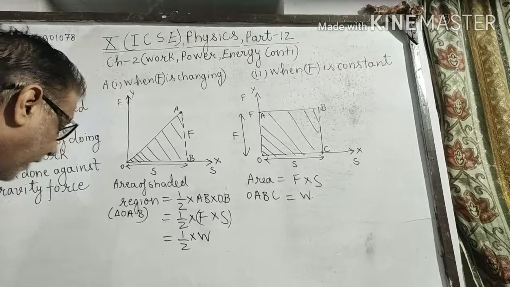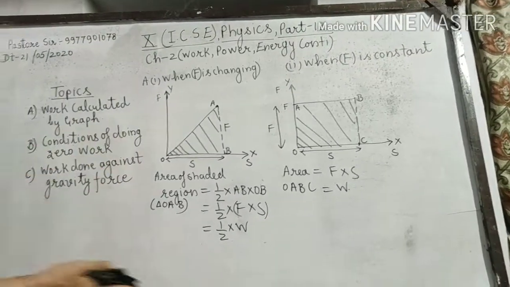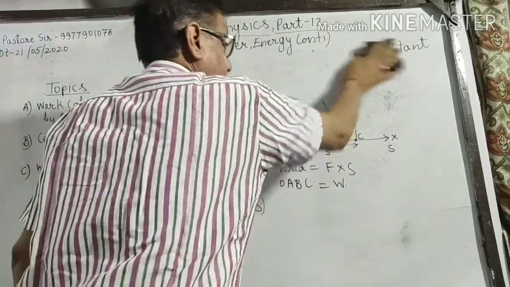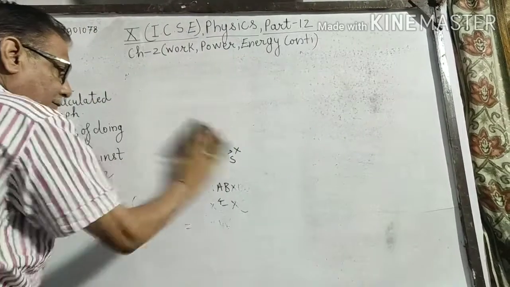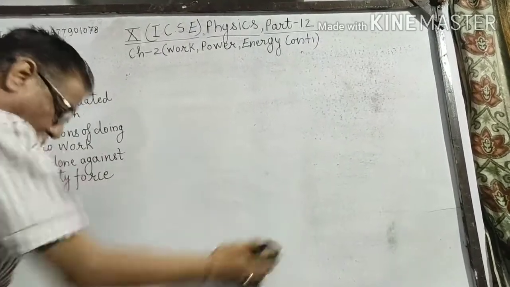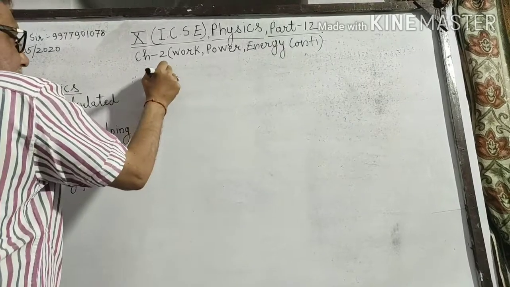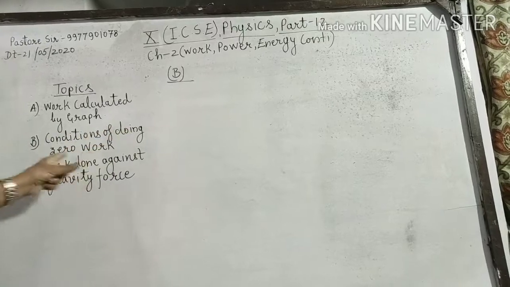Now, the next topic is conditions of doing zero work. What are the total conditions for doing zero work? See, that is topic B, conditions of doing zero work.